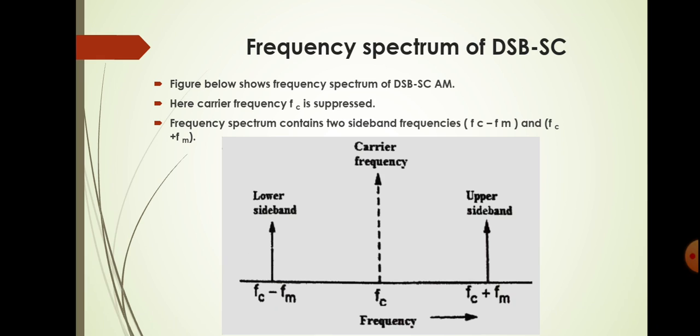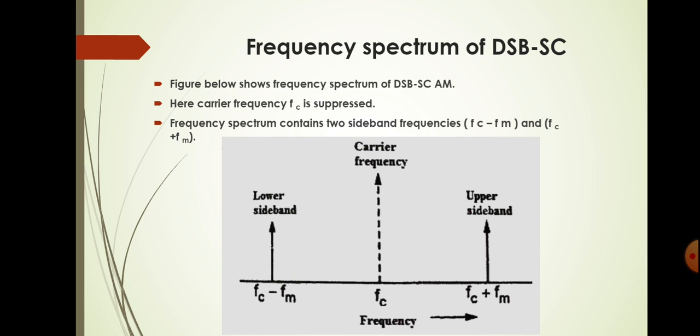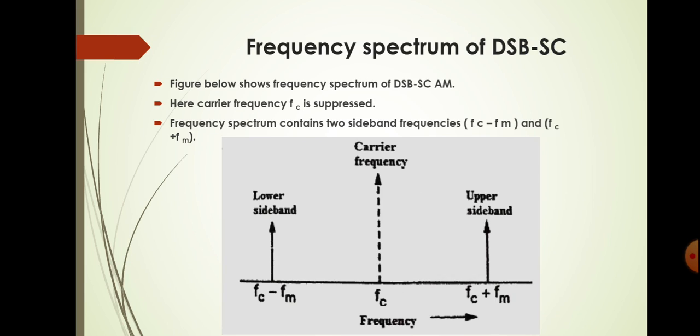So next we can draw the spectrum of the DSBSC signal. We know that there will not be any carrier frequency term. That means FC will not be present there. Rather, the upper sideband and lower sideband will be there. So we can draw the upper sideband like this. This is the frequency corresponding to the upper sideband. Its amplitude will be equal to EM EC by 2, and the lower sideband amplitude will also be equal to EM EC by 2. That is given here. And the corresponding frequency for the upper sideband is FC plus FM, and for the lower sideband is FC minus FM.